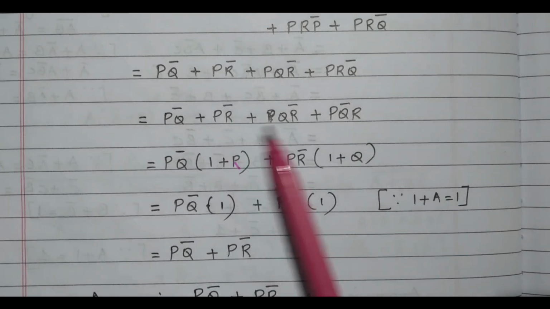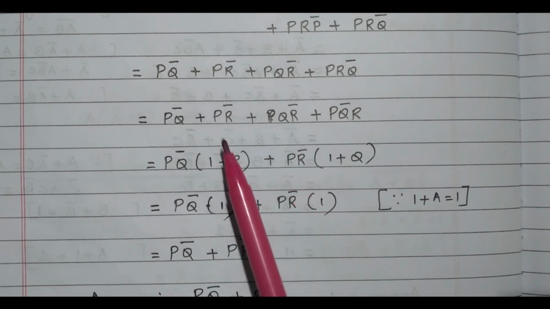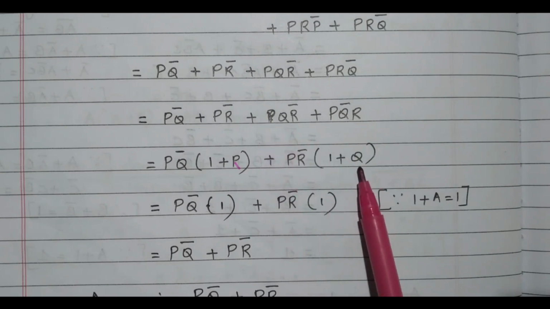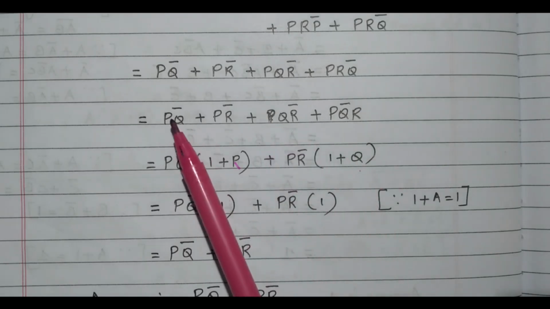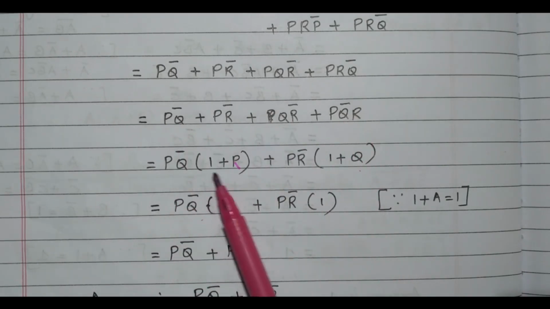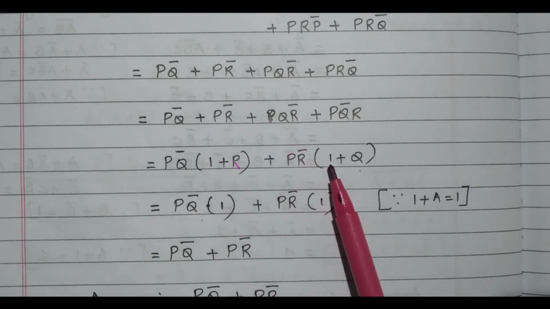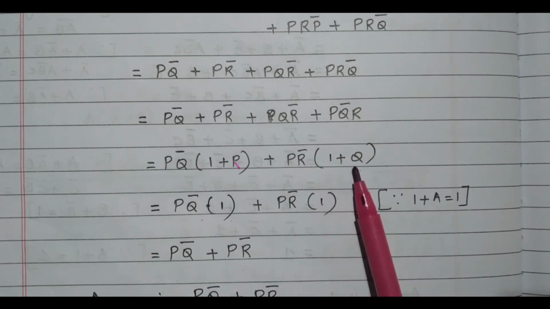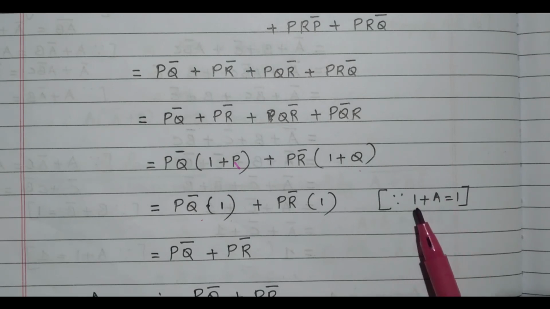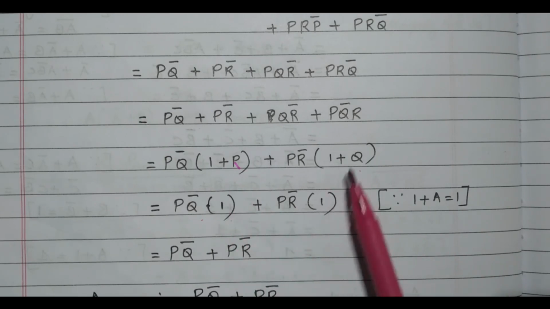Now in the second and third term, PR̄ is taken outside. If we take PR̄ outside, it is 1. Here PR̄ is taken outside, it means it is Q, right? So first and fourth term PQ̄ is taken outside, so we got 1 plus R. Second and third term PR̄ is taken outside, what we have? 1 plus Q. What is 1 plus Q, 1 plus R? 1 plus A equals 1. Any variable added with 1 will give 1 only. So based on that, this term is 1, this term also 1.